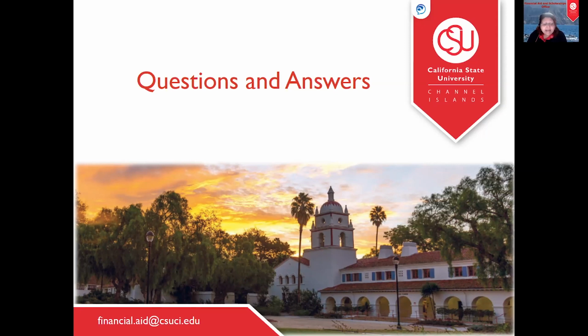The priority deadline is set for Cal Grant and, secondly, the State University Grant, some of the campus money, which we have tied to the March 2nd priority deadline. So if you want to maximize your financial aid, we always recommend that you submit your FAFSA before March 2nd, but it's not too late. You can still complete your FAFSA application and we'll determine what your eligibility is.